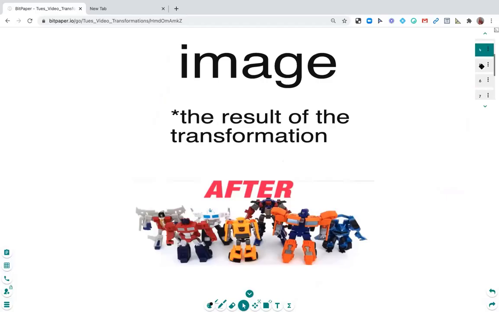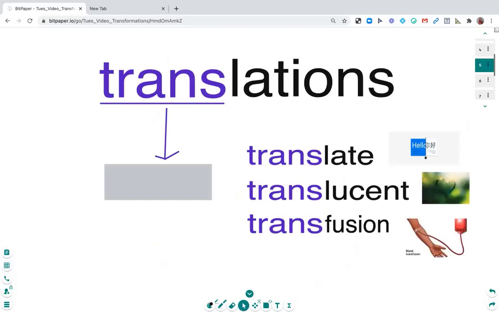Okay, so now we're going to talk about the first type of transformation, which is a translation. So the prefix trans, what are some other words that start with that same beginning? Well, translate. We can translate from Spanish to English or from Chinese to English. What does that mean? Translucent. Well, we can see the light coming through the glass. And then transfusion, we can see here the blood going into the person through the IV. So trans means to move across.